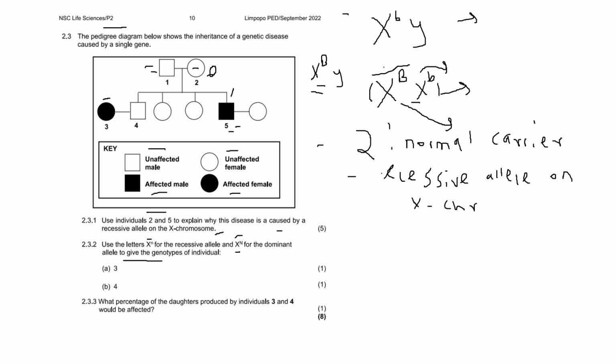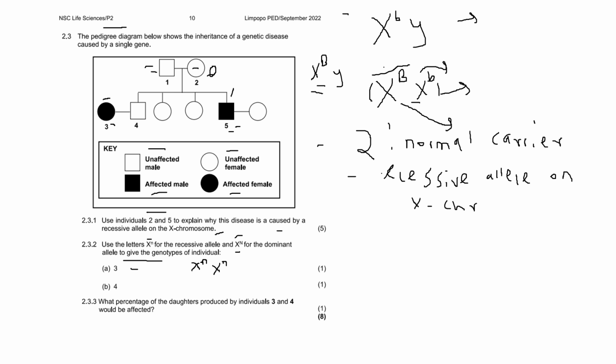So we're being asked to determine the genotype for number 3. Number 3 has the condition. That female has got the condition. For a female to get the condition, remember, they must have 2 recessive alleles. So it will be small n there, and the other X will also have small n because it's a female with the condition.